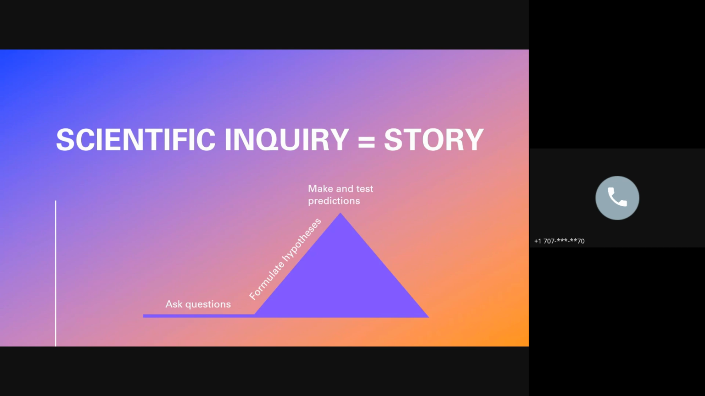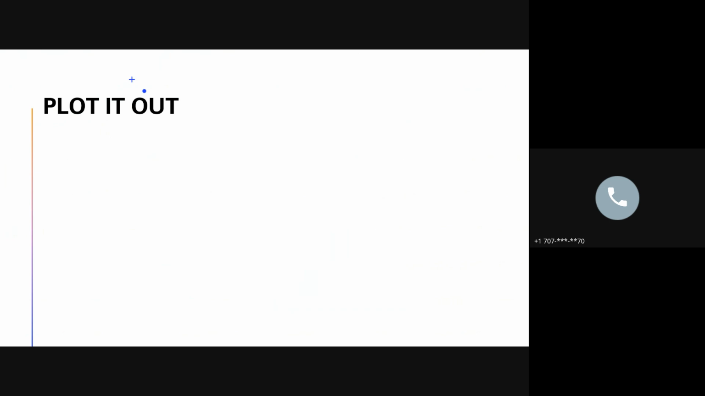Then when we make and test predictions, this is when things change. This is when the question starts to get an answer, and whatever we're studying starts to change in our eyes or in our understanding. And then in the falling action on the other side, as we're coming away from the climax of the story, we are drawing conclusions and getting ready for the next story. So those are some of the basic elements of plot. Plot is really just the structure of a story: what comes first, what comes second, what comes third, and so on.